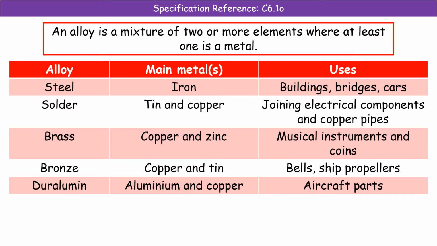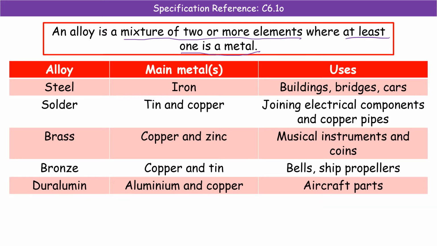If you're asked to define an alloy, we need to say it's a mixture of two or more elements where at least one is a metal. So there's two parts to this. We need to say it is a mixture of two or more elements, first part, and we need to say at least one is a metal, second part to it.